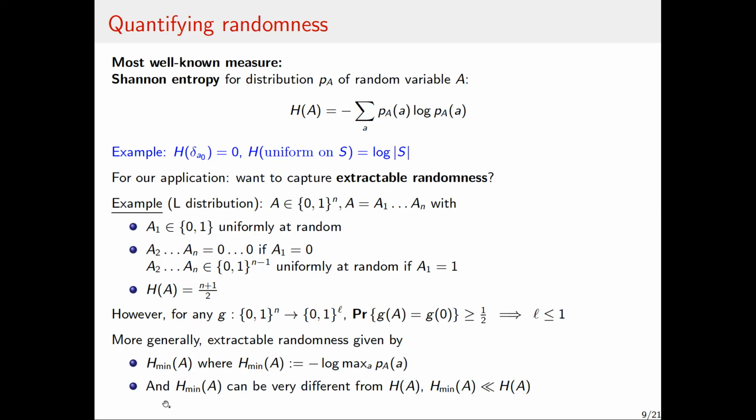And yeah, so in general, the min-entropy and the Shannon entropy can be quite different, in particular for this L distribution, where we see that the value of H_min is 1, whereas the value of the Shannon entropy is n/2. So in general, H_min of A is smaller. That's why it's called H_min, because it's in some sense the smallest. But in general, it can be much smaller than the Shannon entropy.